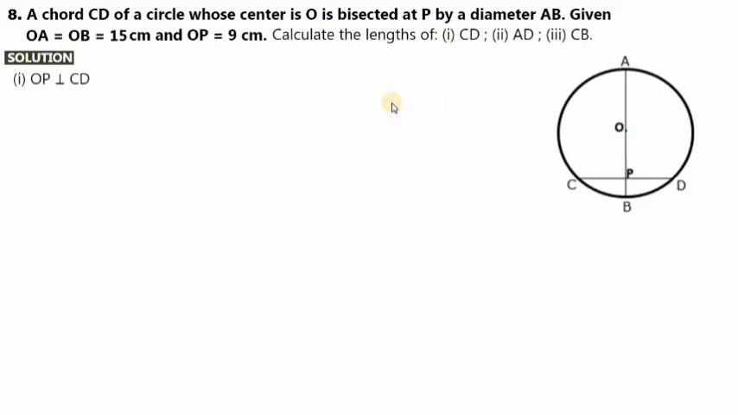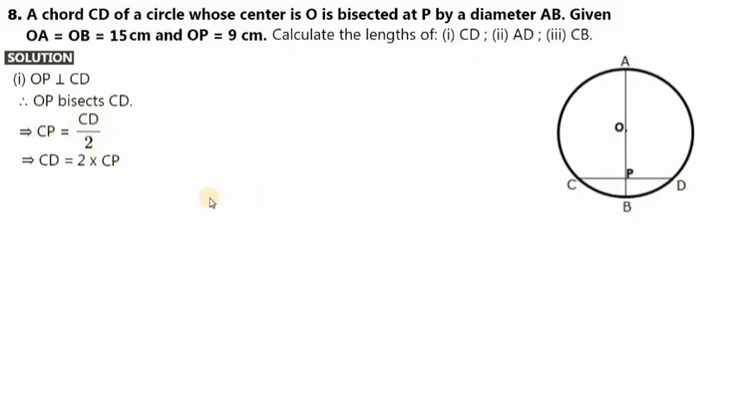Okay, so for that, you know OP is perpendicular to CD. Obviously OP bisects CD, isn't it? Since OP is perpendicular, OP bisects CD. That means CP will be equal to PD. See here carefully, CP is just half of CD, isn't it? So CP is equal to half of CD, and from here CD turns out to be 2 into CP.